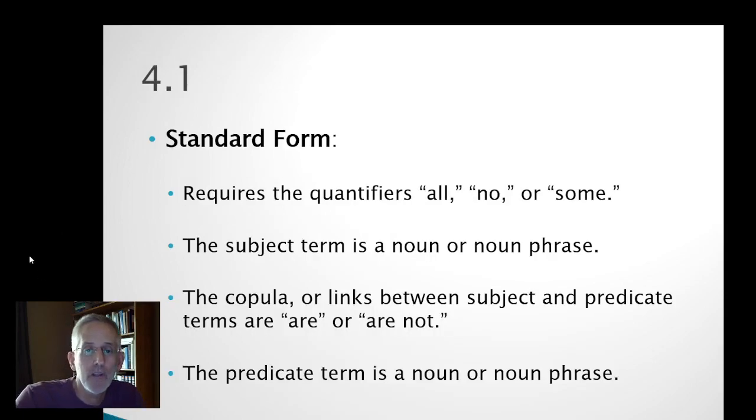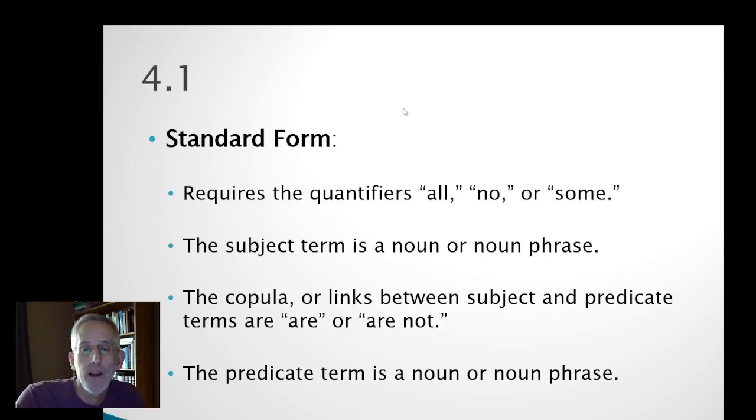Okay, so there's a standard form for categorical propositions. The propositions that we just looked at, all S's are P, no S's are P, some S's are P, and some S's are not P, have to be put into a standard form in order for us to be able to evaluate them in arguments. The standard form requirements are that you have to have a quantifier of all, no, or some.